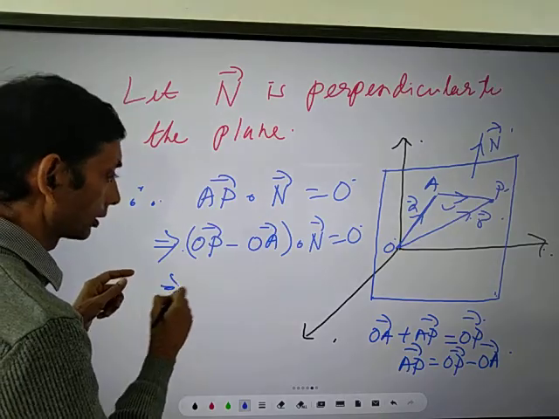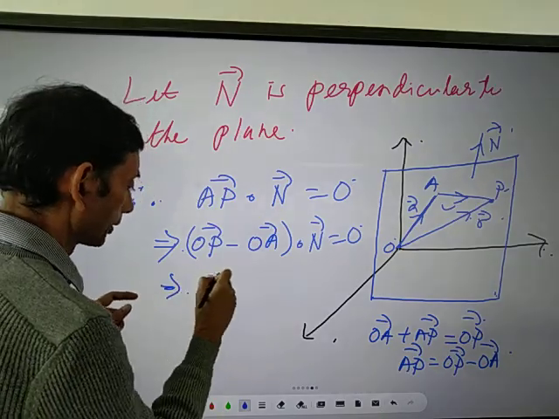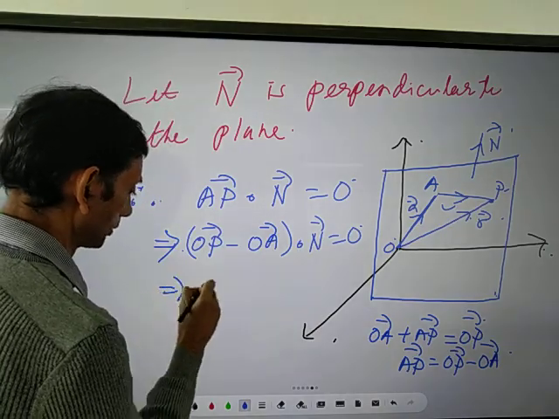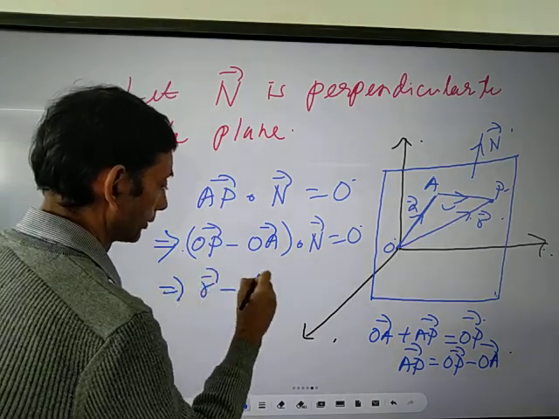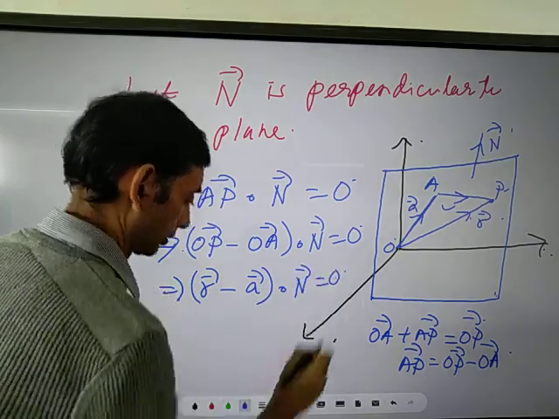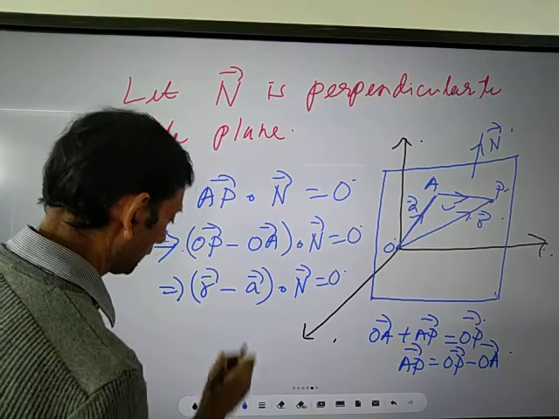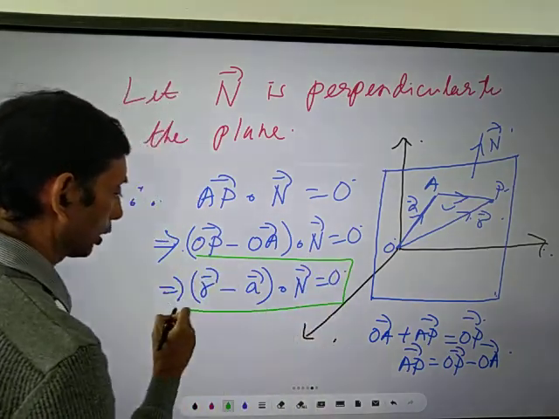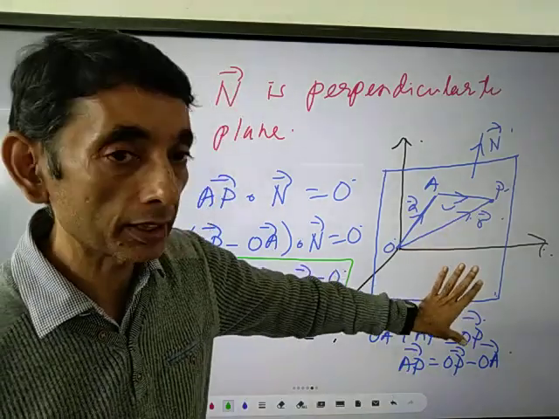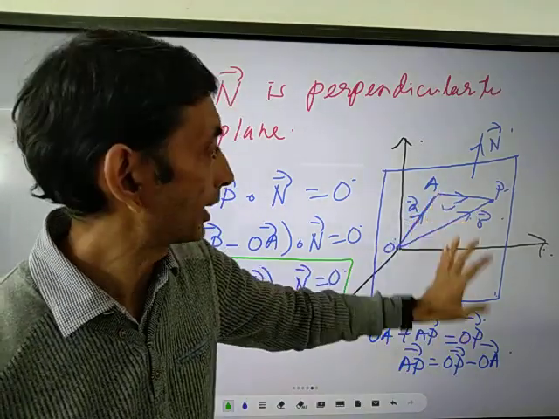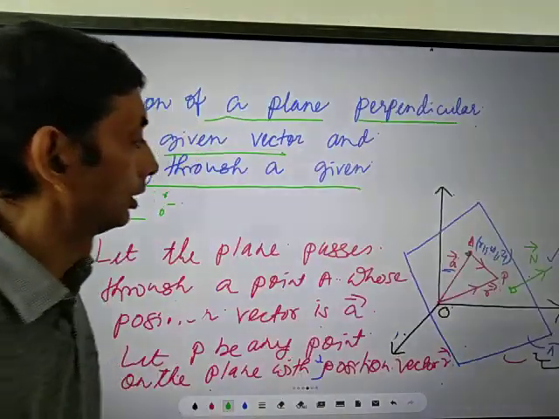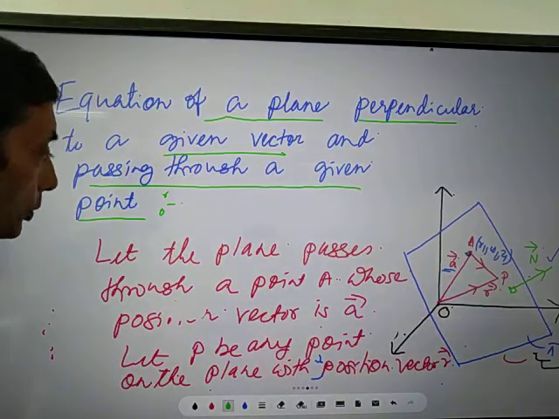Now what is OP? This OP is vector R, minus A, dot n equal to 0. So this is the vector equation of the plane, if the plane passes through a fixed point A and is perpendicular to a vector n. So let's revise the concept once more.